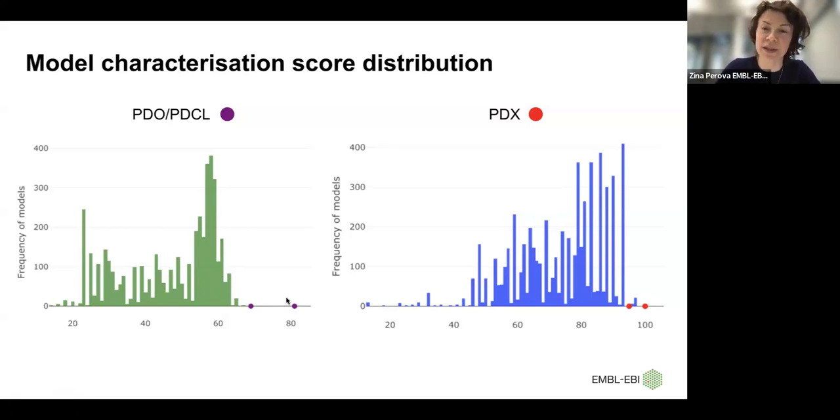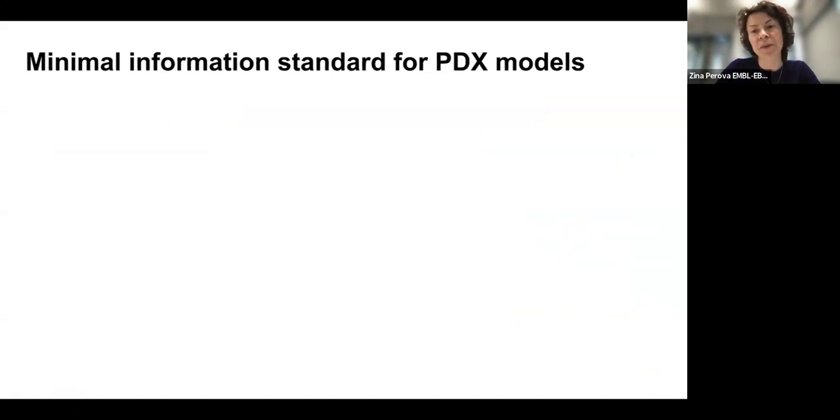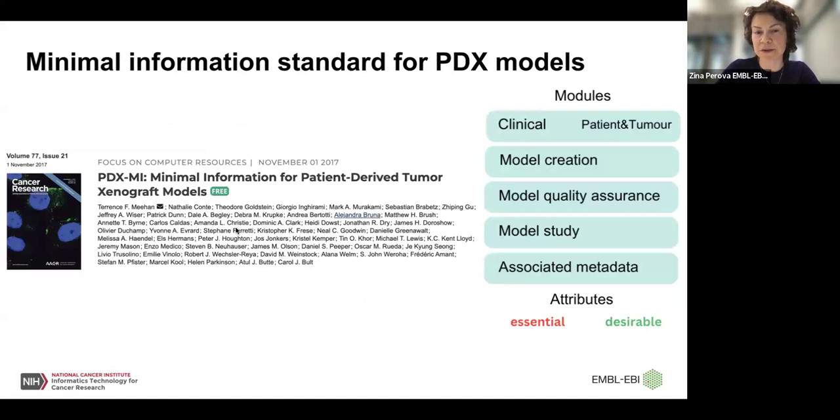These scores are calculated based on the minimum information standard. So for PDX models, the minimum information standard was devised and published in 2017 by our team with the input from 35 institutes. And this minimum information standard for describing patient-derived tumor xenograft models consists of several modules and covers about, I think it's 63 attributes in total across these modules that are either essential or desirable. So this was a huge community effort.